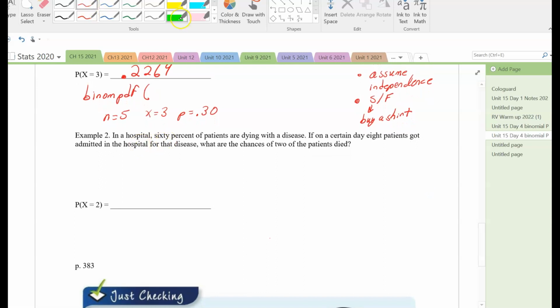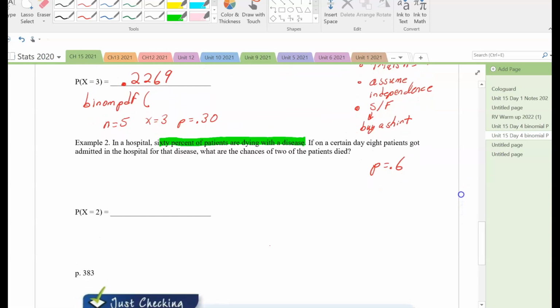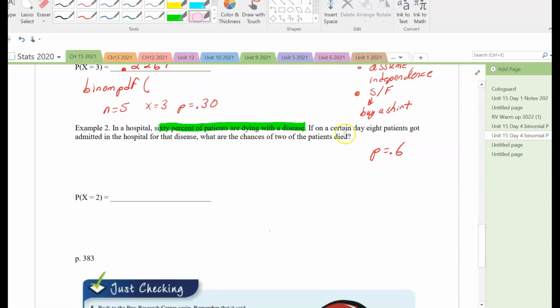In a hospital, 60% of patients are dying from a disease. So the p-value is 0.6, and we'll assume that that stays constant. We'll assume the patients are independent, meaning one patient dying does not influence another patient dying. There are two outcomes, they either survive or die. And there are a fixed number of trials here. In particular, the number of trials are 8 that got the disease. So n is equal to 8.